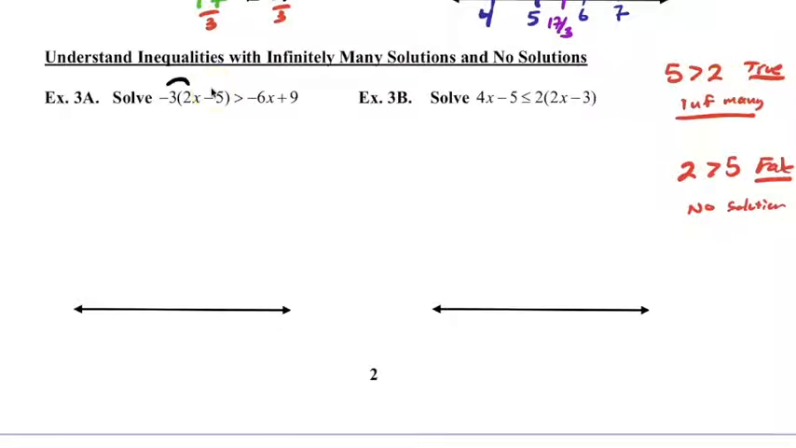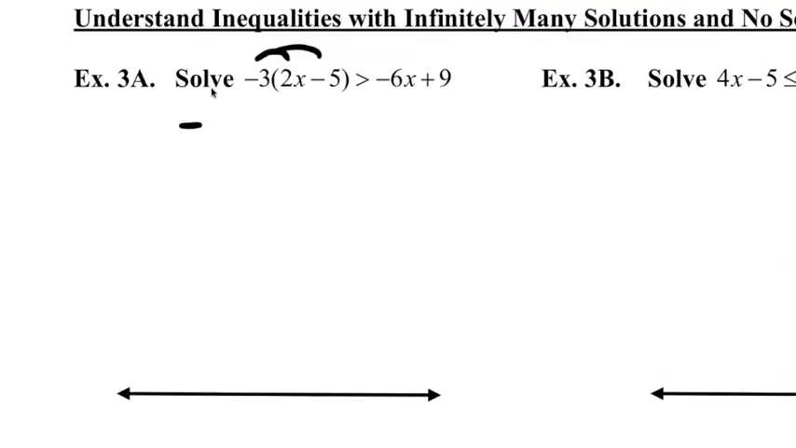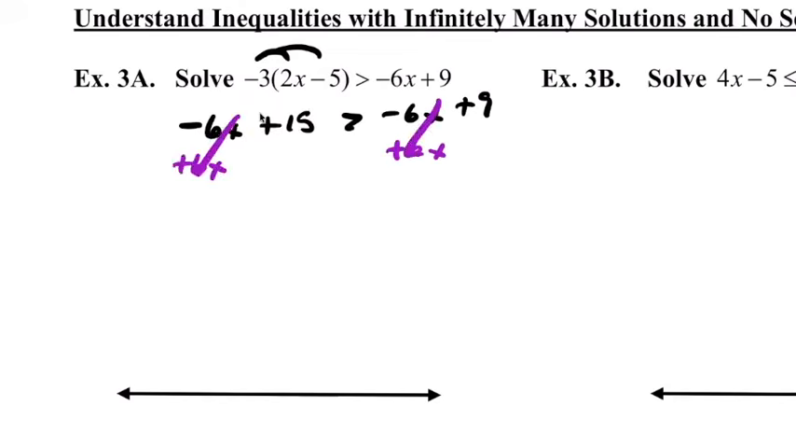I'm going to distribute this negative 3 to both of them. And we get negative 6x plus 15 is greater than negative 6x plus 9. And then here, I want to get rid of these 6x's. I can see they're going to cancel out, but let's just pretend we don't see it. I'm going to add 6x to both sides. These cancel, I get 15 is greater than 9. And that is a true statement.